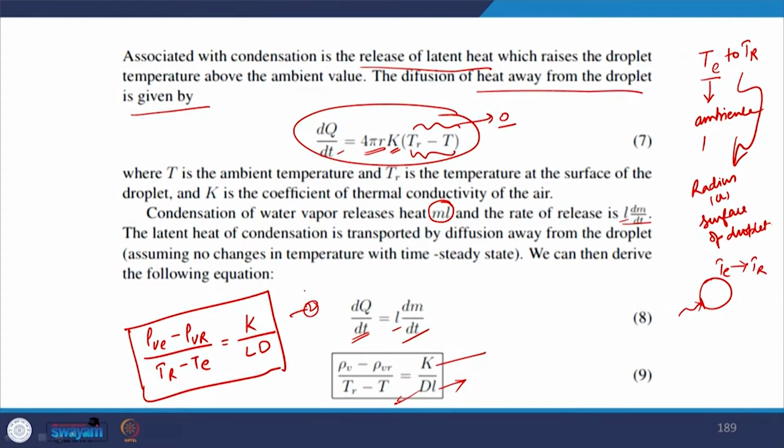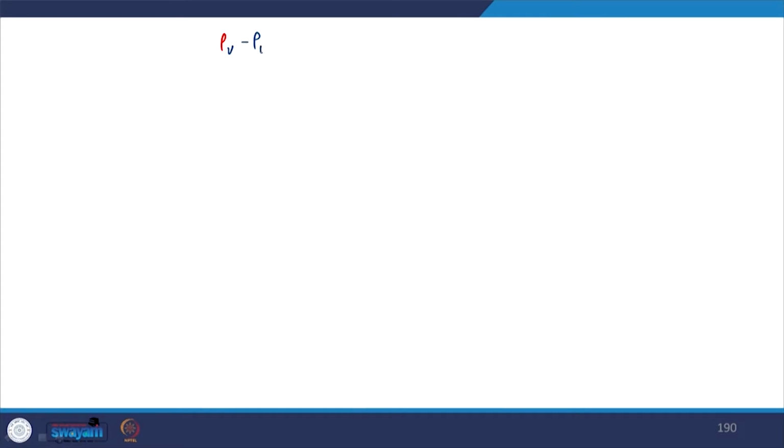So, how many equations do we have now? So, for example, (rho_v - rho_v,r) divided by (T_r - T_e) is equal to K by L d. Again, simply with the ideal gas equation, rho_v,r is e'_r, now we are talking about a droplet, right, by R_v T_r.